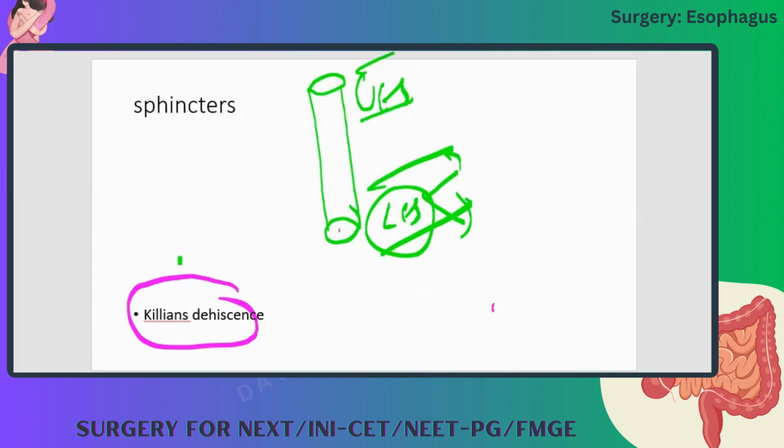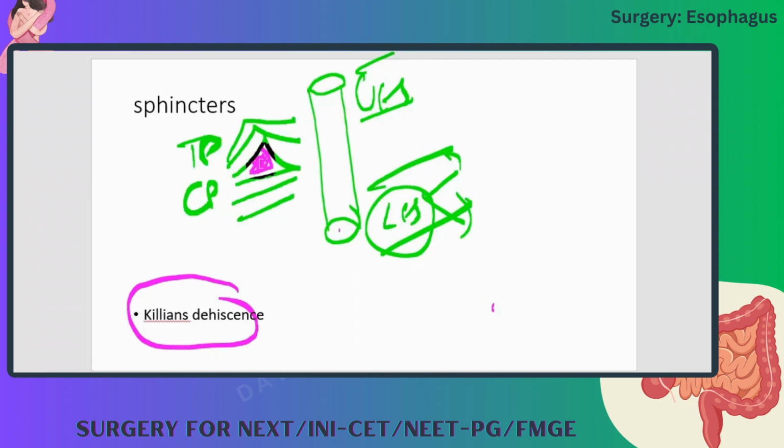Upper esophageal sphincter, it is having two muscles within it. One is the thyropharyngeus muscle and the other is the cricopharyngeus. The thyropharyngeus muscle will be like this, and the cricopharyngeus will be like this. So in between, there is a small dehiscence, that is a point of weakness.